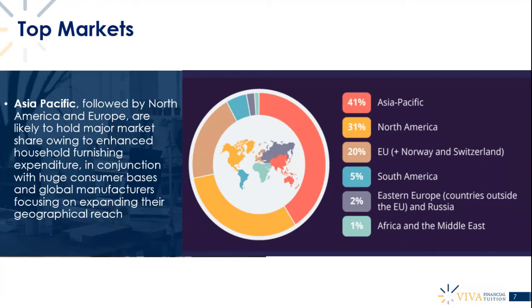So you can see here on the right, Asia Pacific first, 41%, North America 31%, Europe then, that is to say the EU, at 20%, South America at 5%, Eastern Europe and Russia then at 2%, and 1% for Africa and the Middle East. Okay, so those top three markets, they're really dominating, 41%, 31%, and 20%, going between EU, North America, and Asia Pacific.